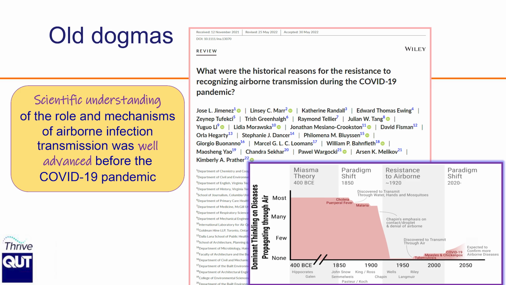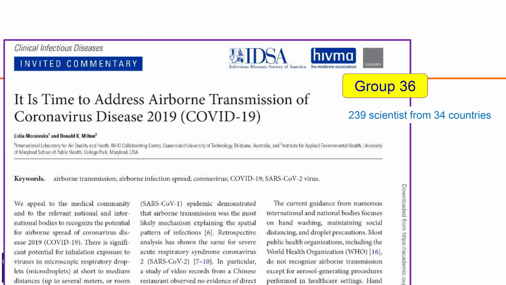Nevertheless, there's absolutely no doubt that a scientific understanding of the role and mechanism of airborne infection transmission was well advanced before the COVID pandemic. The first slides I showed were from soon after SARS-1. So there's no doubt about this, and we don't have to go back to the miasma theory.